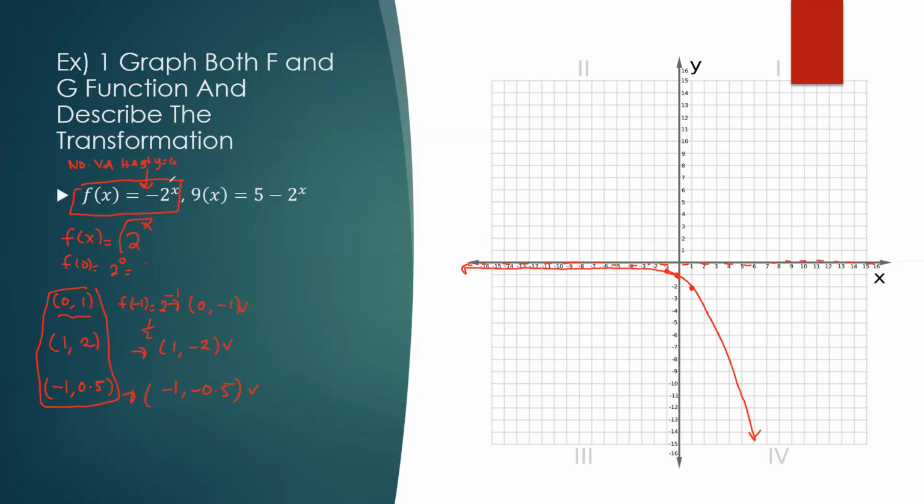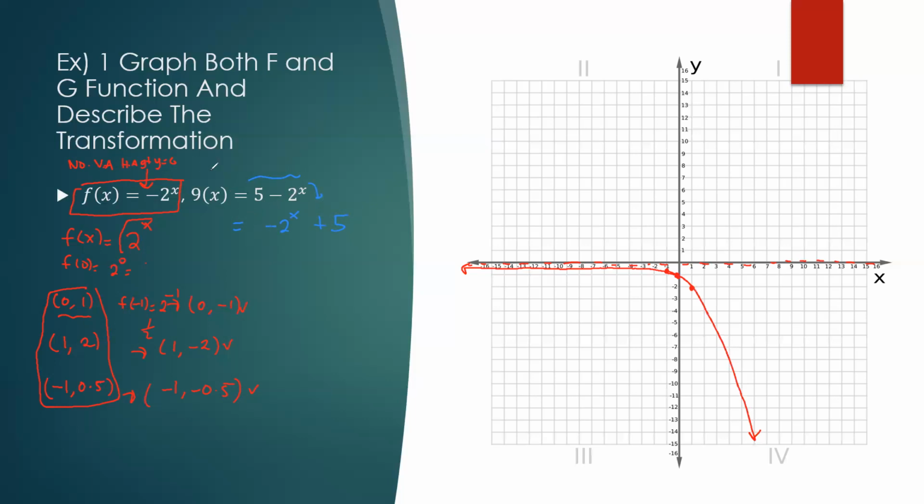And then let's do the next one. This is g(x) = 5 - 2^x. Honestly, I'm just going to rewrite this. They're just trying to confuse you. This is equivalent to saying -2^x + 5. That's much better. So this is the same as this.